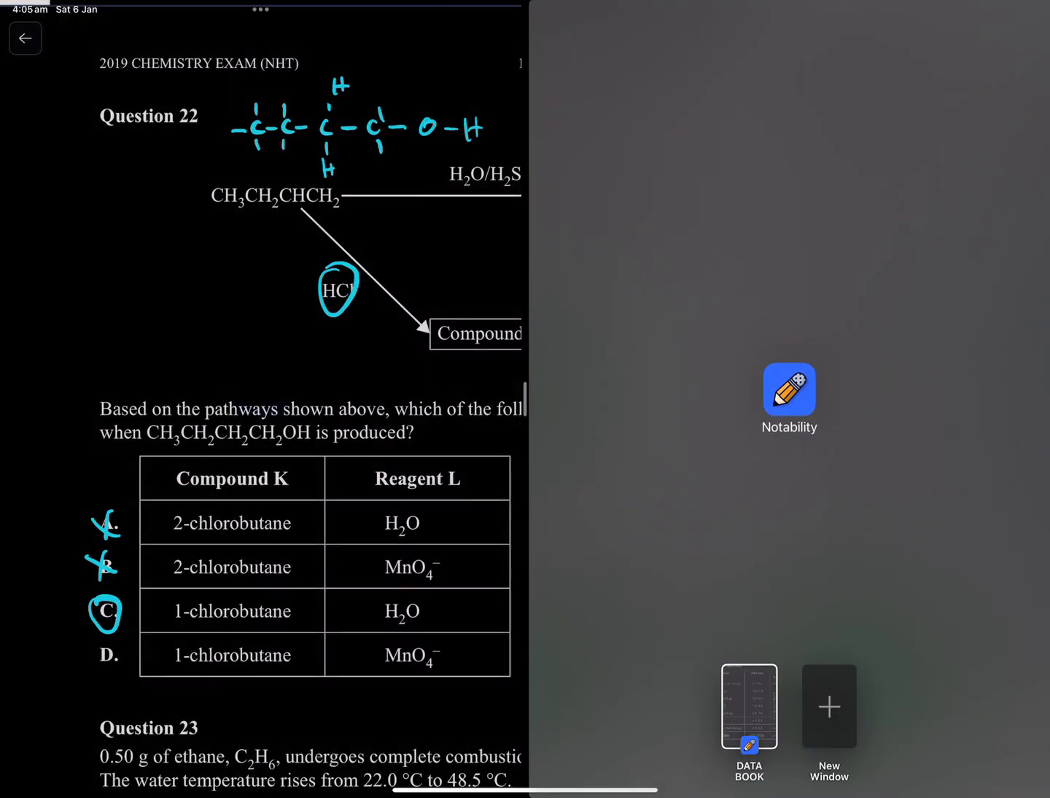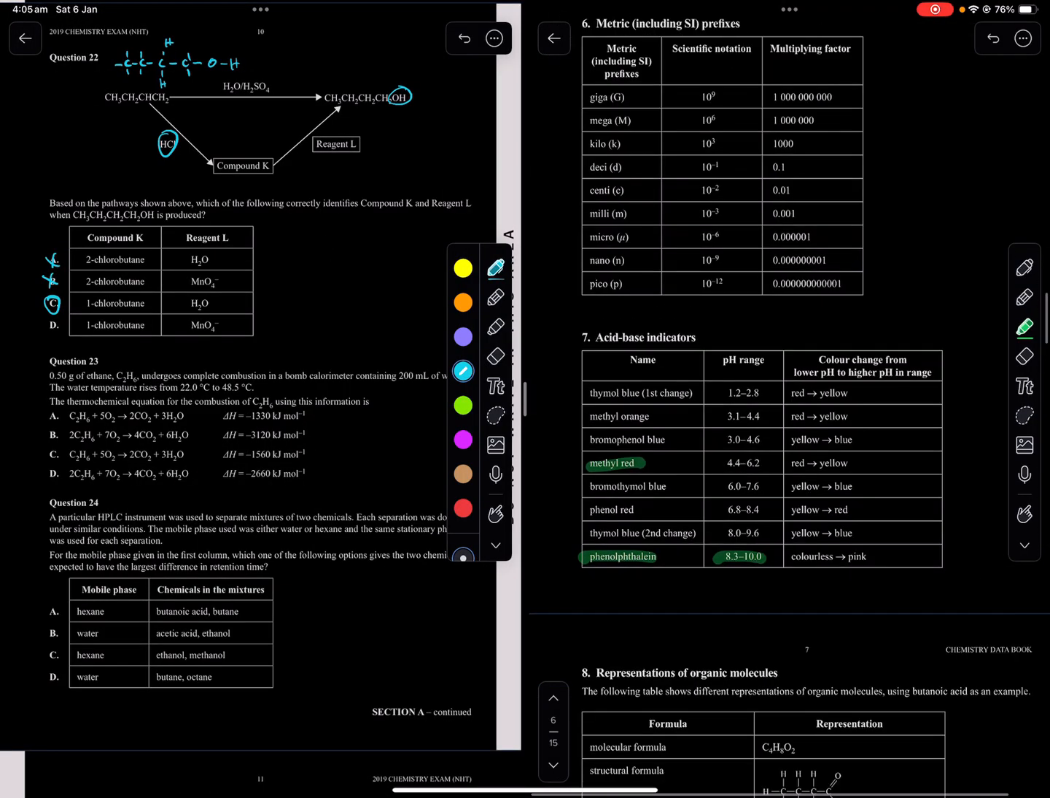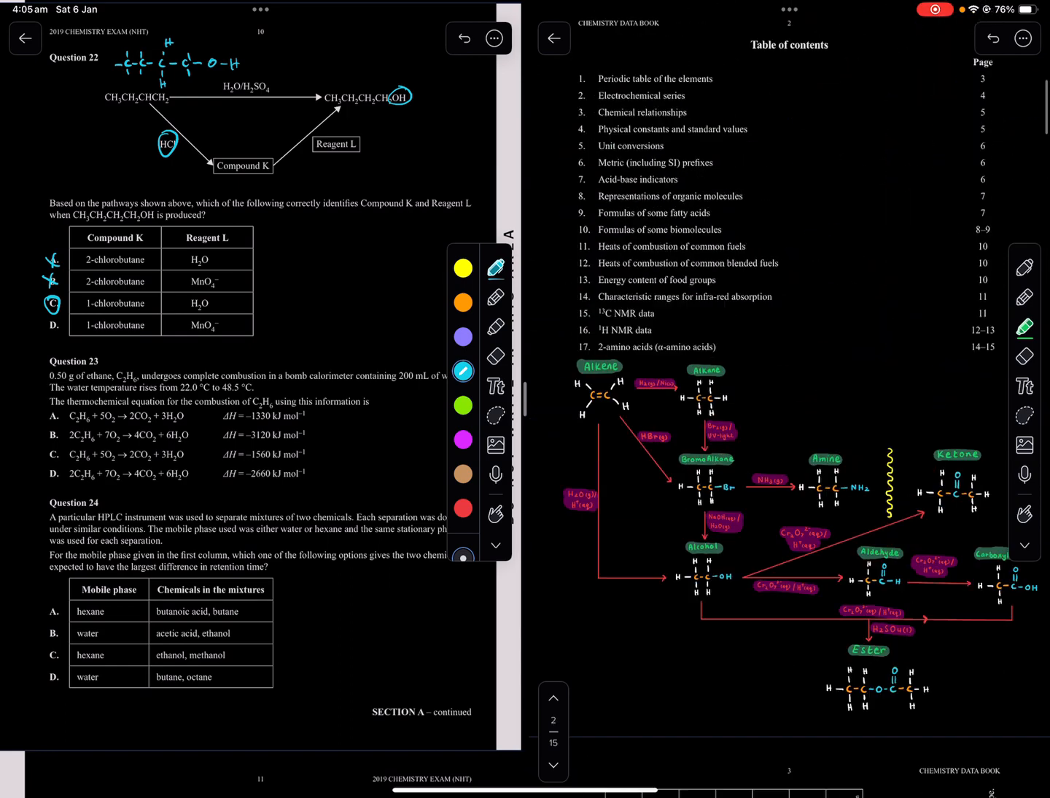Remember, you have to look at your reaction pathways, so make sure you memorize those. It's also in my thing here. If you guys don't have it, I also have it in my data book right over here, so I can memorize it. Here it is.